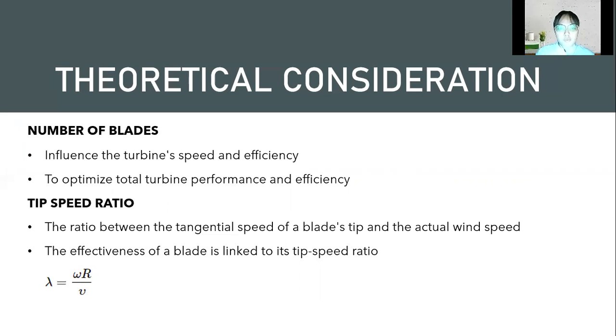Next is the tip speed ratio. The tip speed ratio is the ratio between the tangential speed of a blade's tip and the actual wind speed. The effectiveness of a blade is linked to its tip speed ratio, which varies depending on the blade design. Because of the bigger centrifugal forces, higher tip speeds produce more noise and need stronger blades. The tip speed ratio can be computed by the equation as shown on the screen.